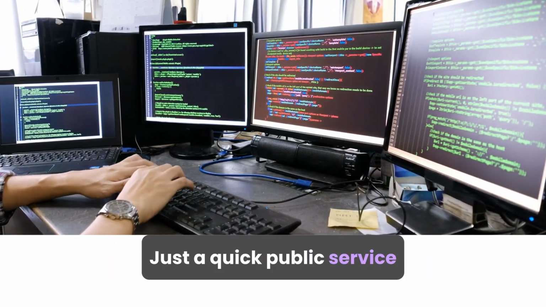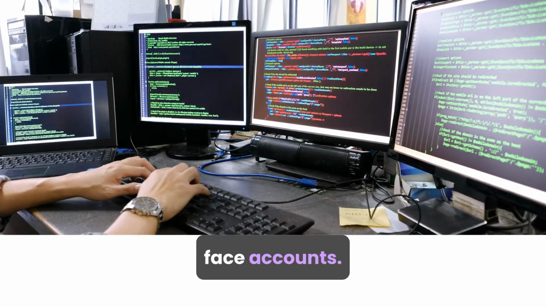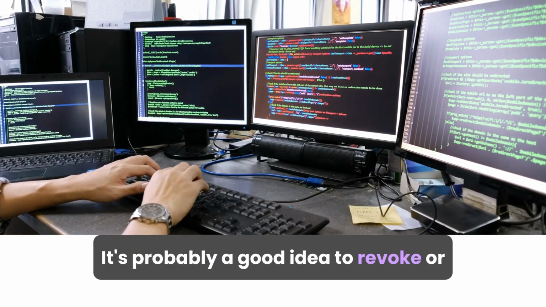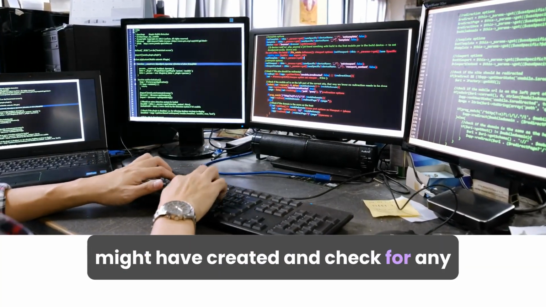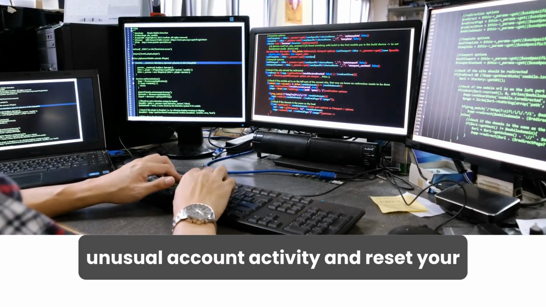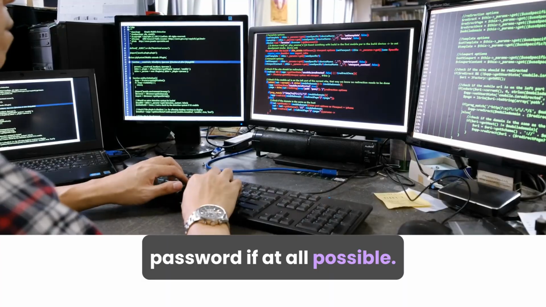Just a quick public service announcement for those with HuggingFace accounts. It's probably a good idea to revoke or delete any access tokens that you might have created and check for any unusual account activity and reset your password if at all possible.